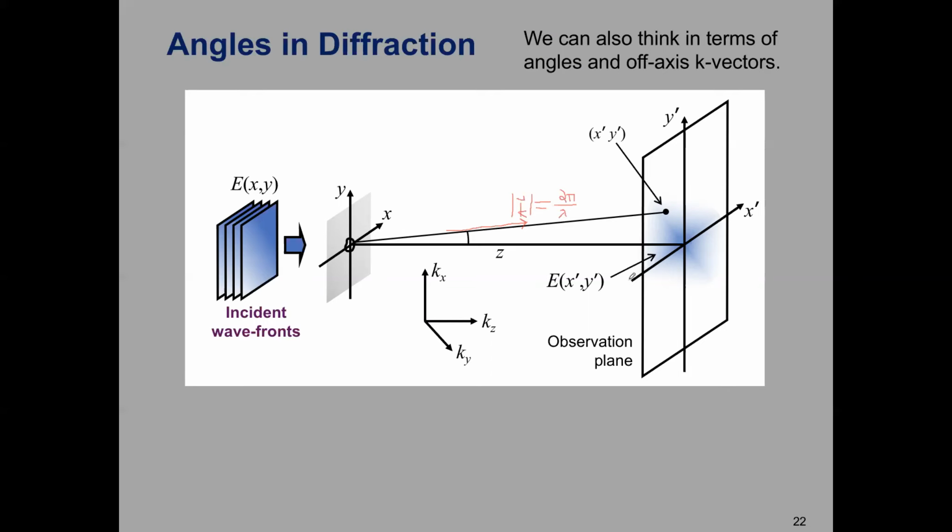But hopefully what you can see from this diagram is, it's easier to draw for y prime, but if we want the y component of that k vector, it'll point upward like this.